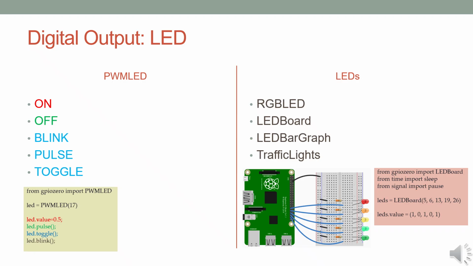In summary, gpiozero's PWM-LED and multi-LED control classes extend LED control far beyond basic blinking. PWM-LED introduces smooth and adjustable lighting effects, while objects like LED board make managing multiple LEDs efficient and organized, reducing repetitive code and enabling more complex, visually appealing hardware projects.